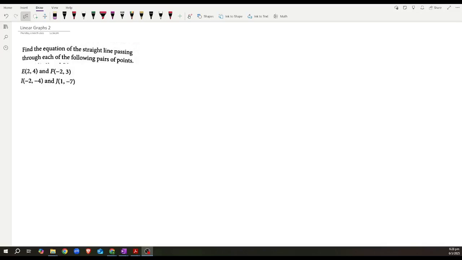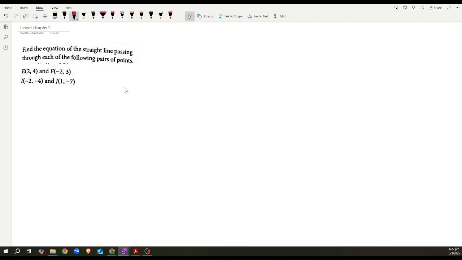This is a question under the topic of linear graphs. The prerequisites for this video is I'm going to assume that you understand what a gradient is, what a y-intercept is, and how to find those. Okay. So for this question, you're asked to find the equation of a straight line passing through each of the following pairs of points. So a straight line passing through EF and IJ.